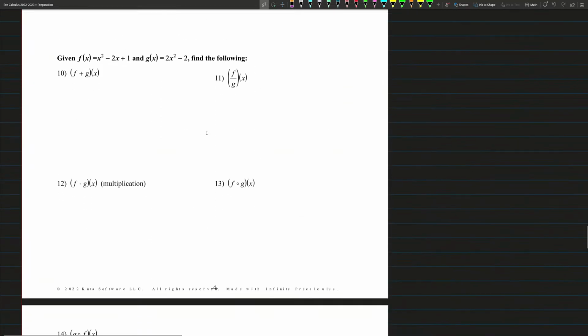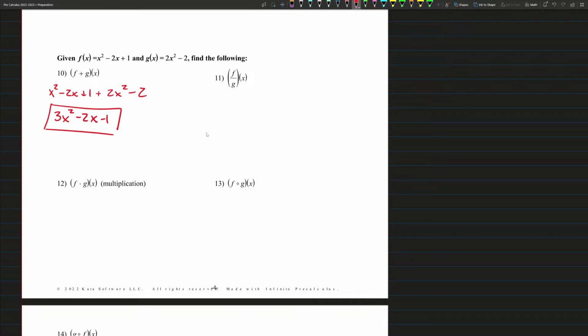Number 10, this is simple. All we're doing is adding f of x and g of x. I believe these are the same as before, but I'll do them anyway so we can go through them a little bit quicker. So that's f of x plus g of x, and then combining like terms, we have 3x squared minus 2x minus 1, and that's our answer.